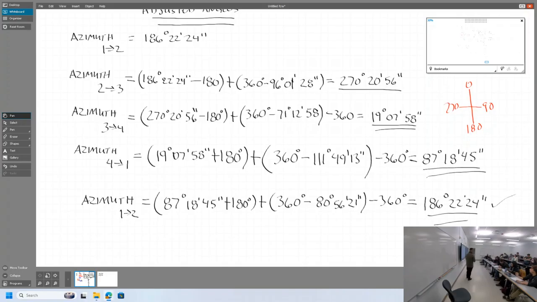Why keep adding 360 if we're just going to subtract it later? Again, you can do it any method you want. It's just to show you separate methods. We okay? We're good. So now, step number 6.